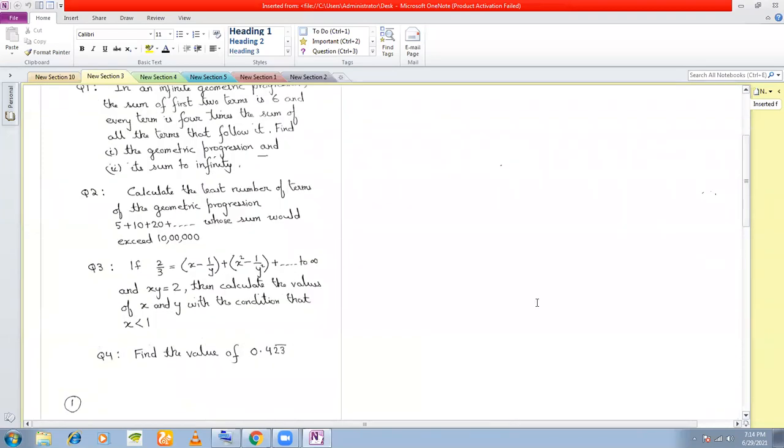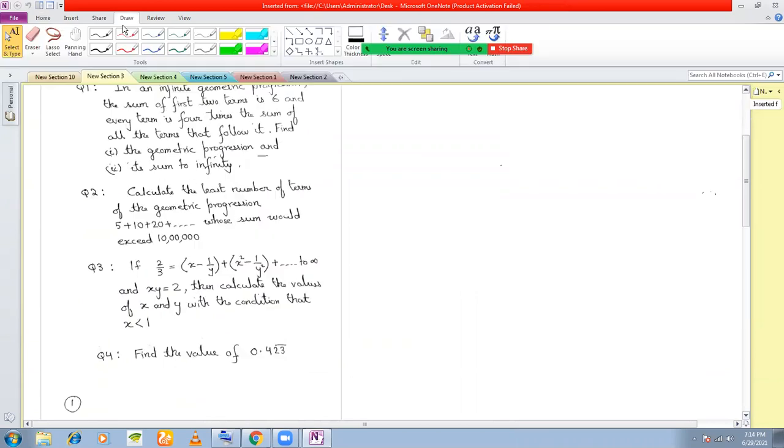Okay, number 2. The question here is: calculate the least number of terms of the GP 5 plus 10 plus 20 plus and so on, whose sum would exceed 10 lakhs. Okay, so let's write down the series.